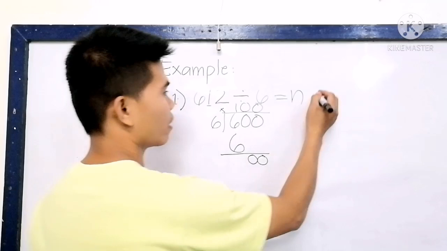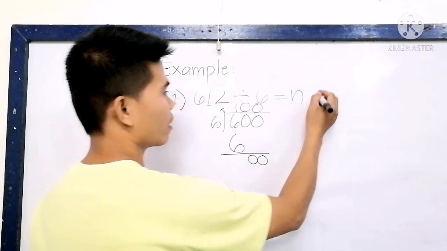Next, we have 382 divided by 4 is equal to n. Again, the first thing to do here is we are going to round up the dividend to the highest place value. So therefore, 382 will become 400. Since the second digit here in the dividend is more than 5, it's 8. Then divide 4. Then divide the first digits here in the dividend, which is 4, by the divisor.